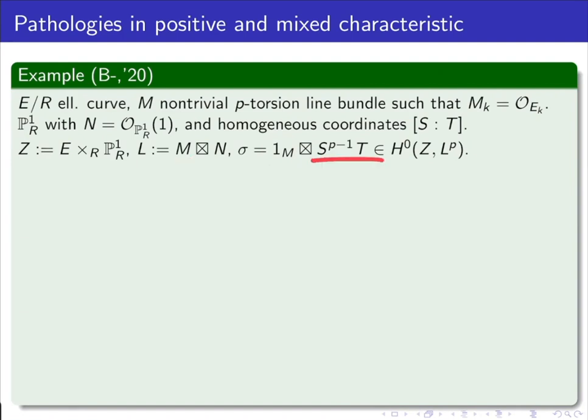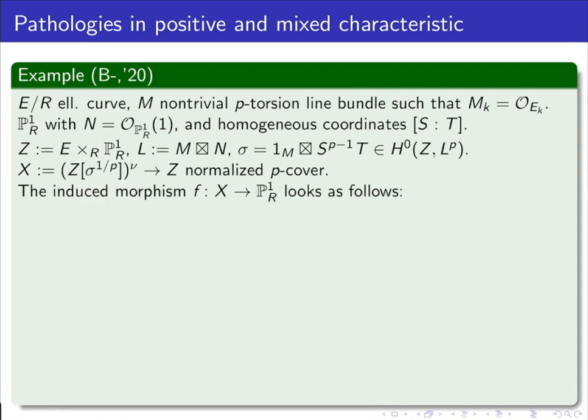And S^(P-1) times T is just a degree P polynomial. And so with this data, one can take the pth root of sigma and obtain a P cover, and we normalize it. So we take the normalized P cover, and then we have an induced morphism from X to P1 of R. And the picture is as follows.